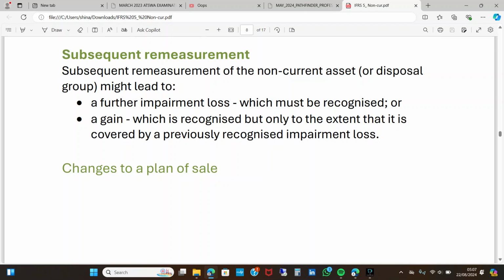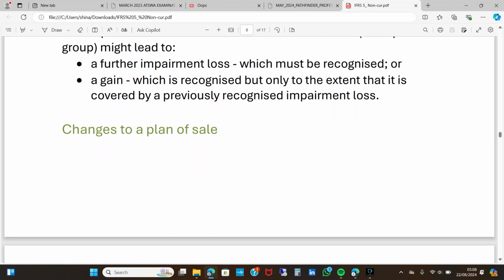But let's imagine that the gain that we now noticed is 150,000 and our previously recognized loss was 100,000. You can only recognize how much? 100,000, because that is the total impairment loss that we can recover as a gain. So that's like a limit. The limit of the gain you can recognize on a non-current asset held for sale is what? It is the total value of the impairment loss you have recognized in the past.